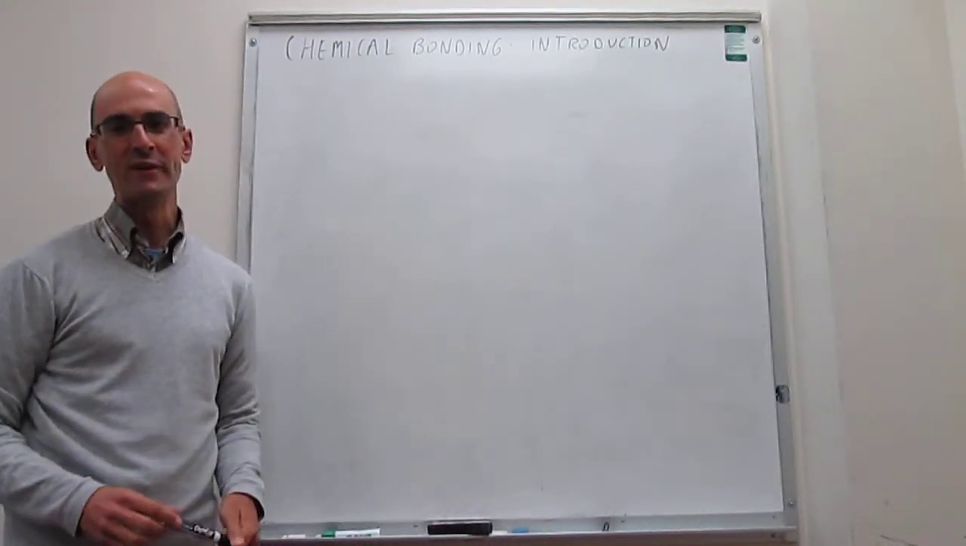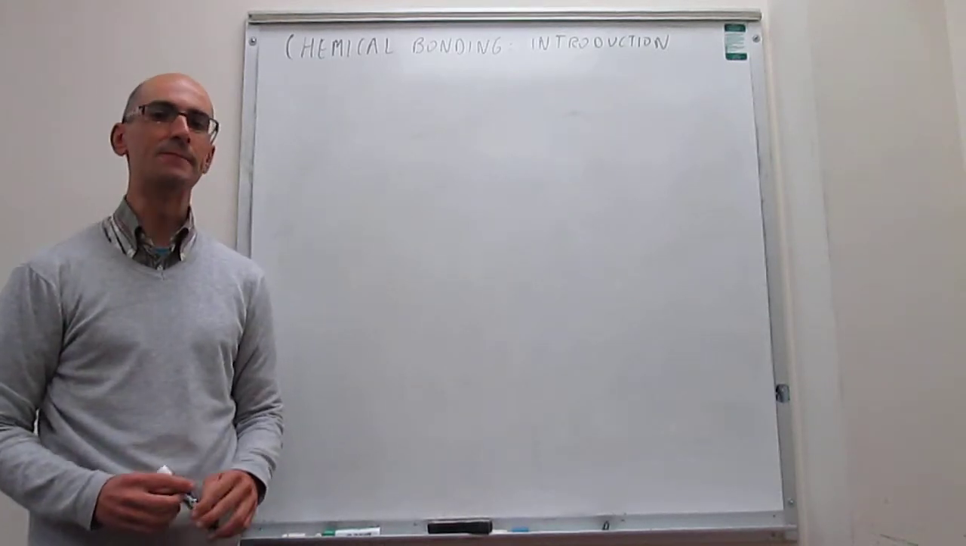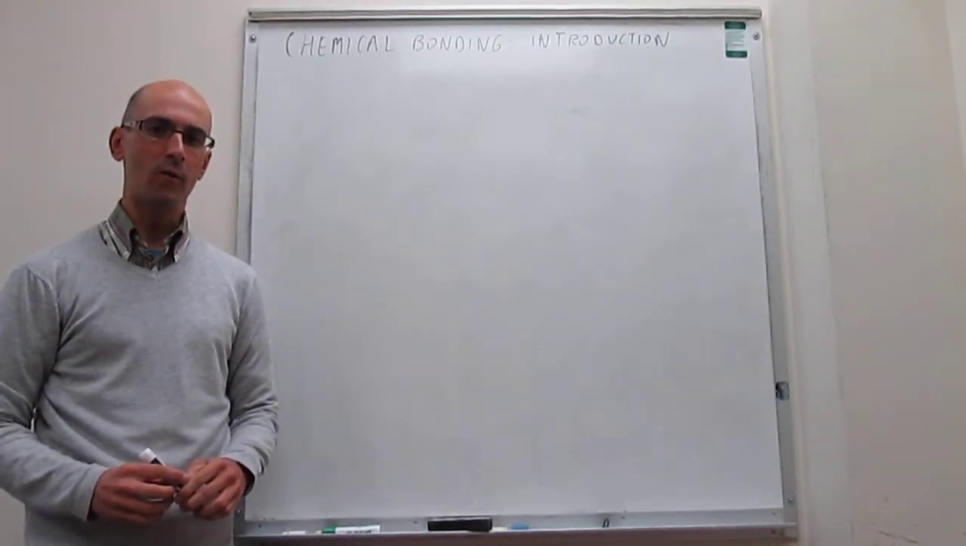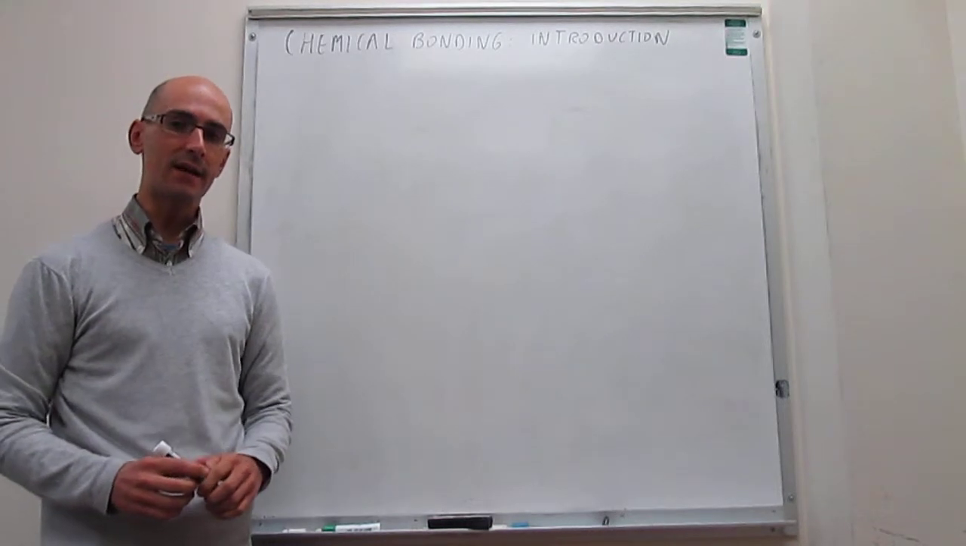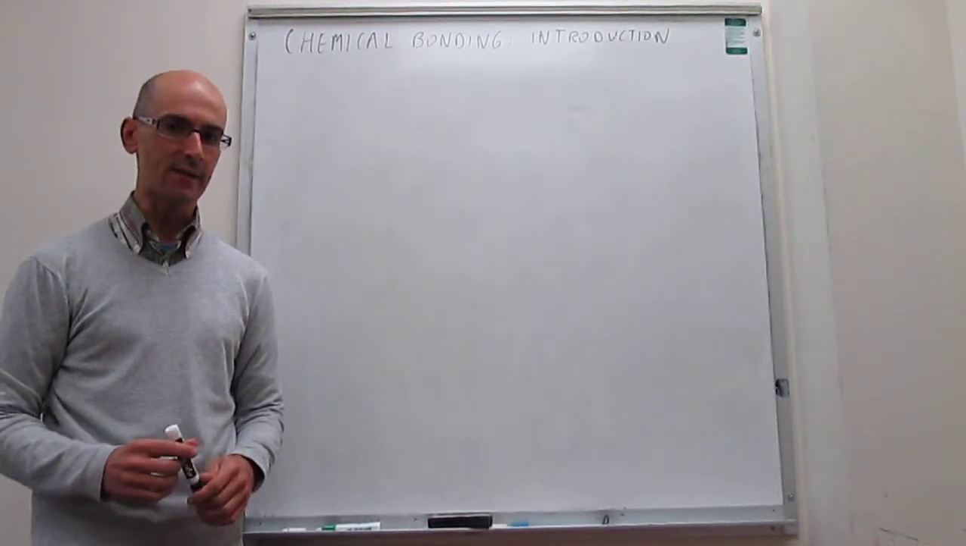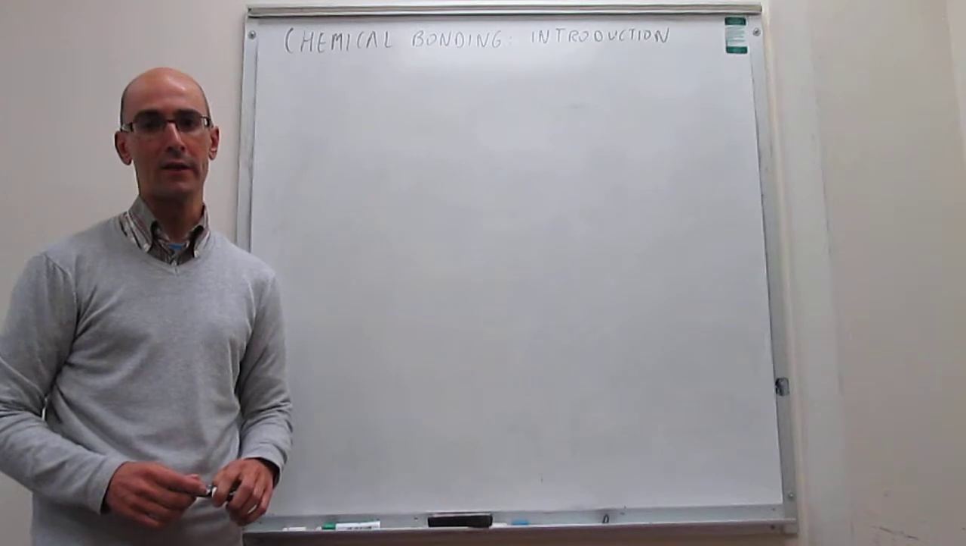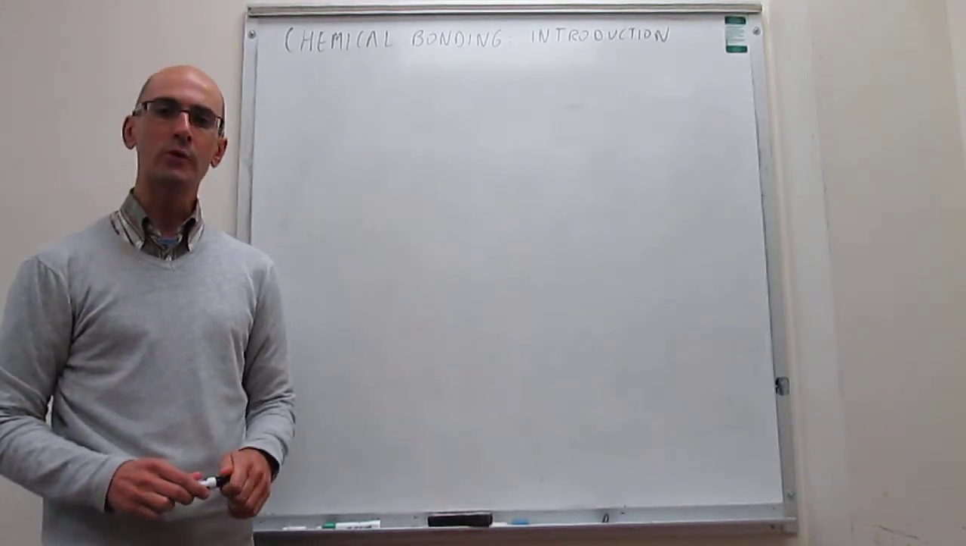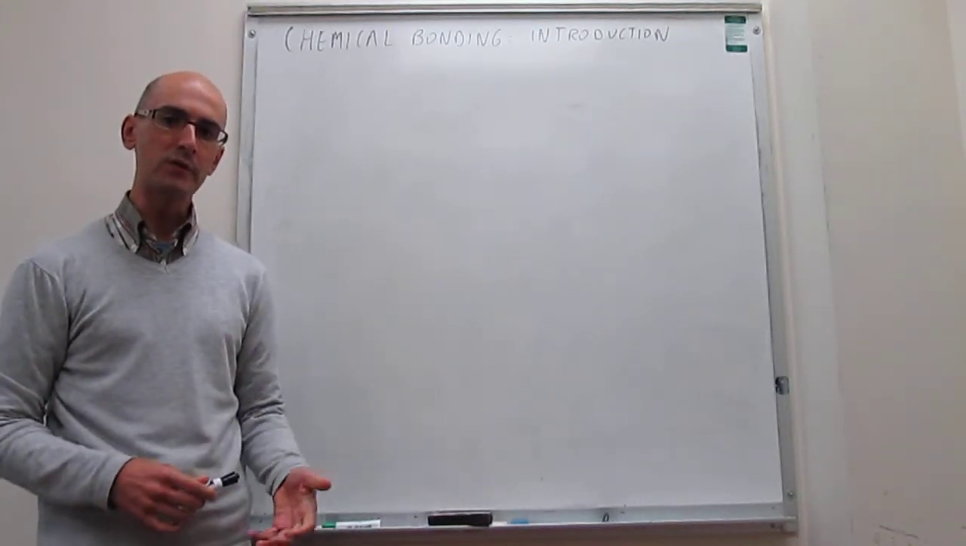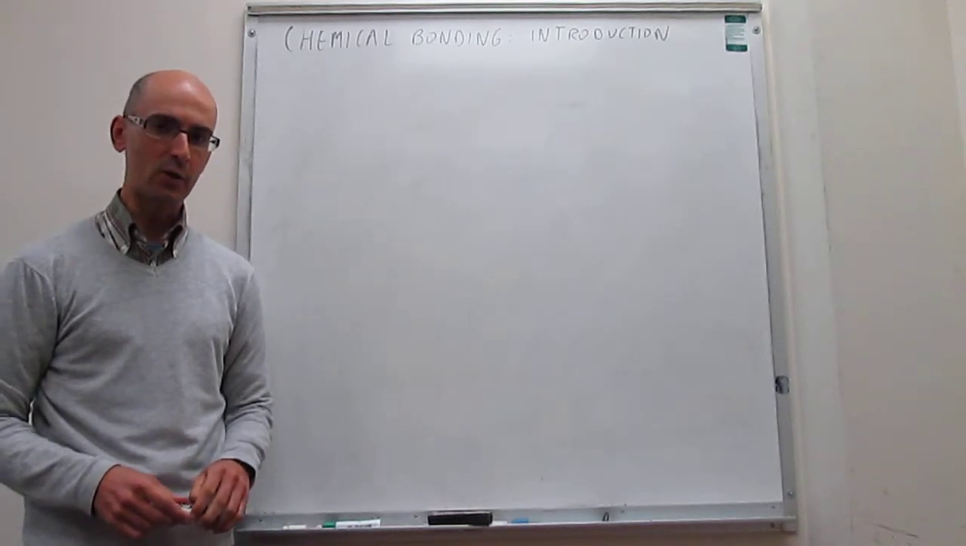In this video, we provide an introduction to chemical bonding. In prior videos, we have studied how electrons are organized in atoms via the electronic configurations. Now we try to explain how atoms interact with each other to form molecules and compounds.